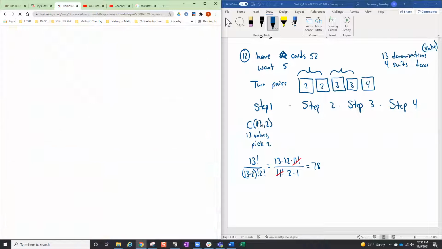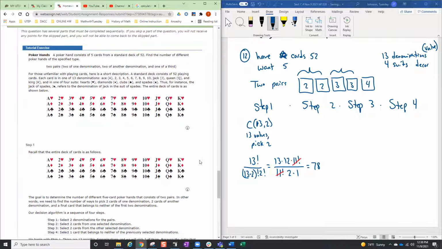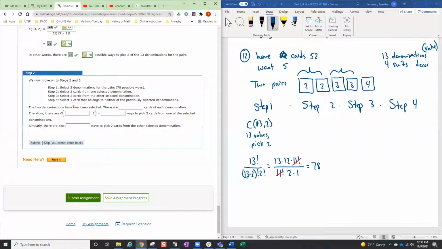So out of the 13 different values, we want 2. We want 2s and 3s for my example. We have 2 values. Awesome, everything's good. We now move on to steps 2 and 3. Step 1, select 2 denominations, 78 possible ways. Step 2, select 2 cards from each selected denomination.